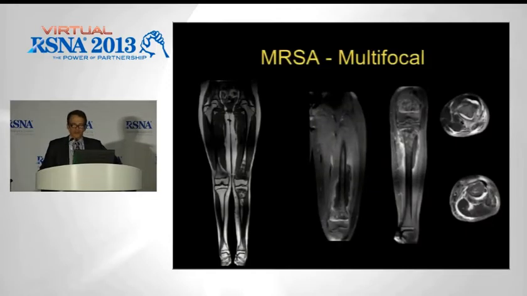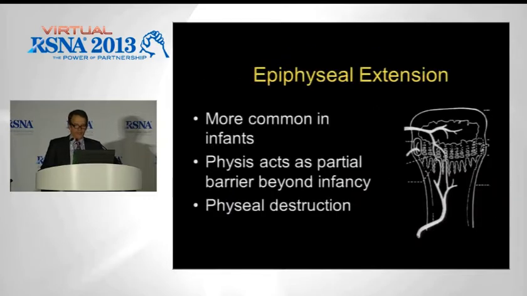It is also important to remember that subperiosteal abscesses are now multifocal, as we can see in this case that has osteomyelitis of the distal femur and proximal tibia and subperiosteal abscesses in both regions. Epiphyseal extension is more common in infants because until 18 months of age, there are free vascular communications between the metaphysis and the epiphysis. And later, the physis is going to act as a partial barrier, but only as a very partial barrier beyond infancy.